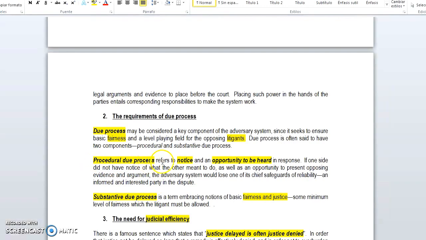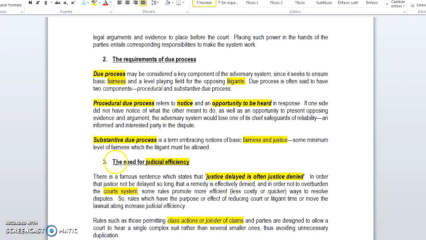Procedural due process refers to notice and an opportunity to be heard in response. If one side did not have notice of what the other meant to do, as well as an opportunity to present opposing evidence and argument, the adversary system would lose one of its chief safeguards of reliability and of informing an interested party in the dispute. Substantive due process is a term embracing notions of basic fairness and justice, some minimum level of fairness which the litigant must be allowed.